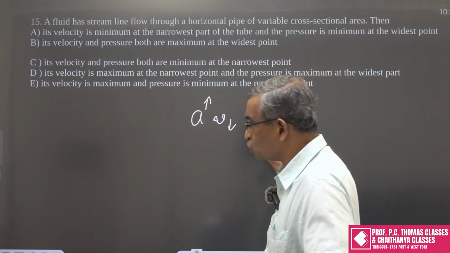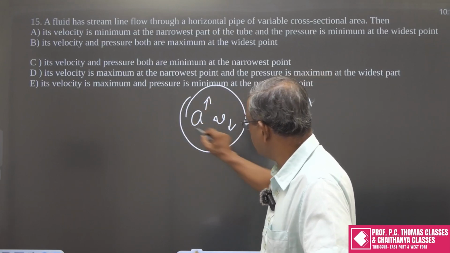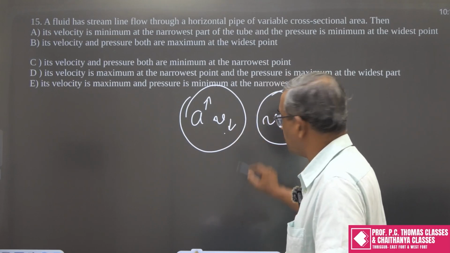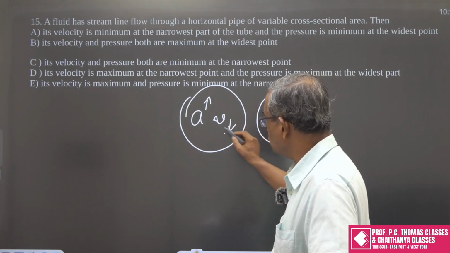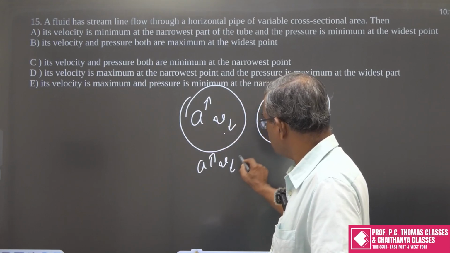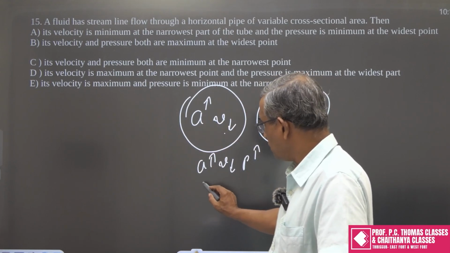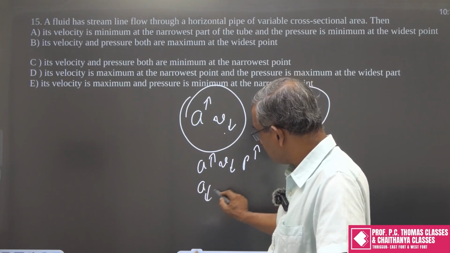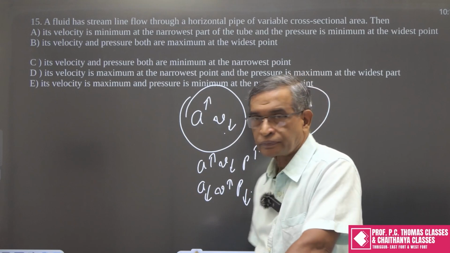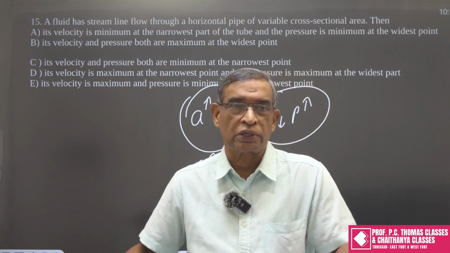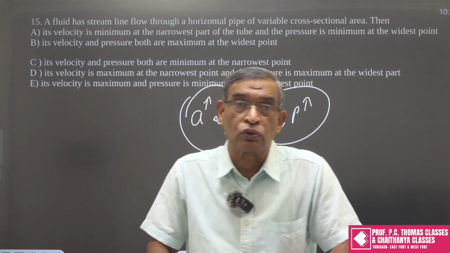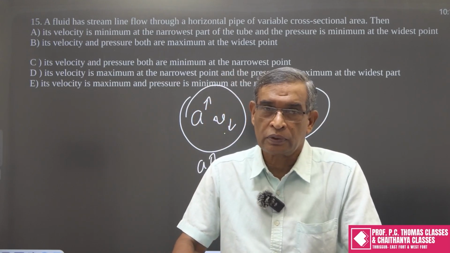Coupling these two pieces of information, the equation of continuity and Bernoulli's principle, wherever the area increases, the velocity decreases and the pressure increases. Wherever the area decreases, the velocity increases and the pressure decreases. Now this is the result. But if you go through the options, there is no directly correct option.